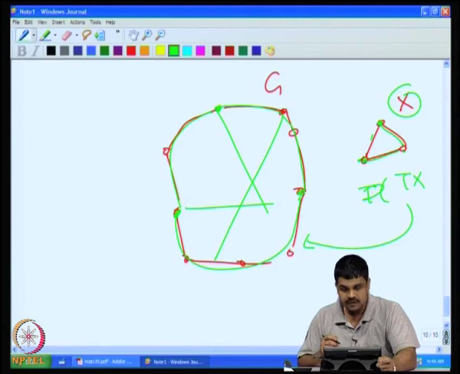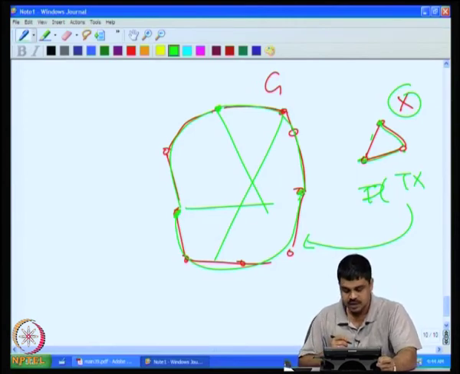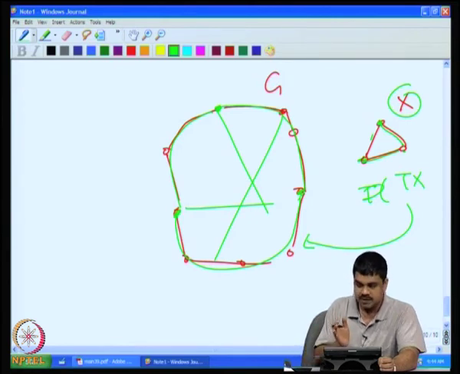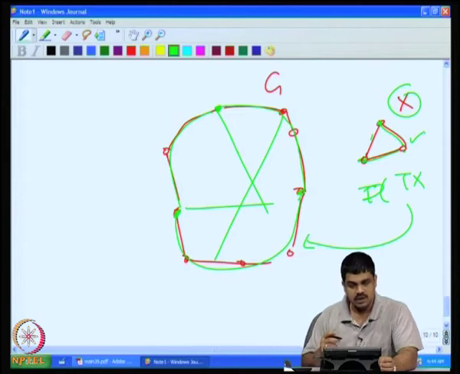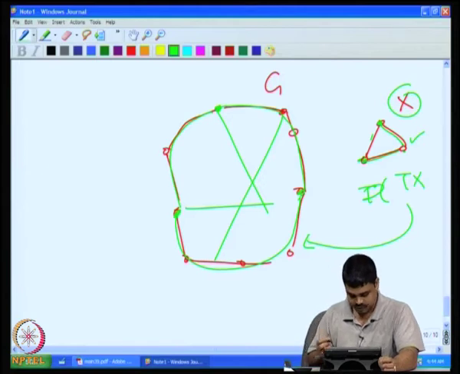So, of course, if X is a topological minor of Y, X is definitely a minor of Y also. Why? Because topological minor means we can take the paths, and definitely we can contract the edges of the path and get X, right. So, therefore, if X is a topological minor of Y, then X is definitely a minor of Y also. The other way need not be true.